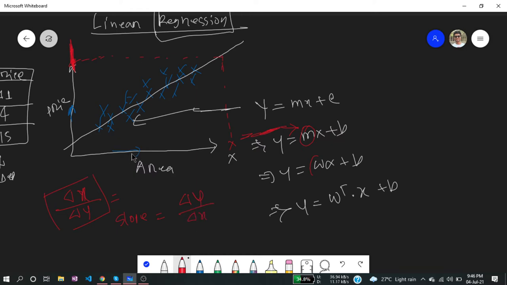So what is the unit? Suppose you have gone just one unit in your x direction. Suppose this is one unit. Now let's see what the change is in your y axis. This is your y axis.